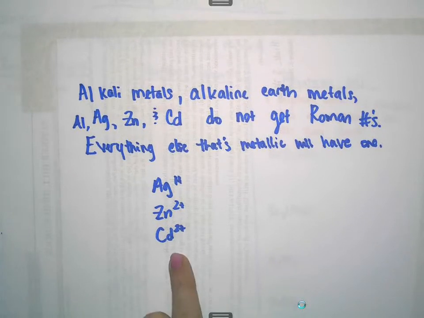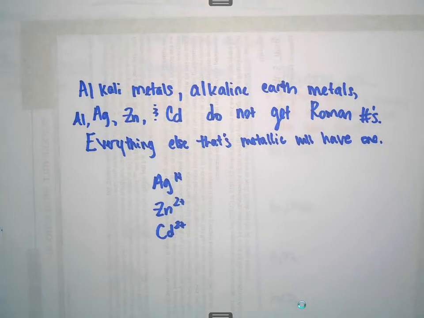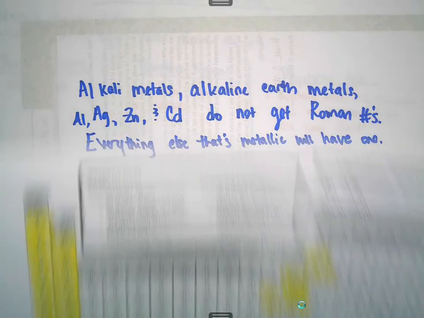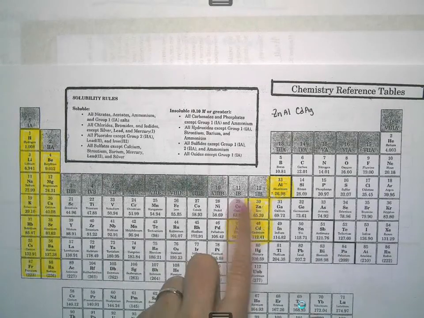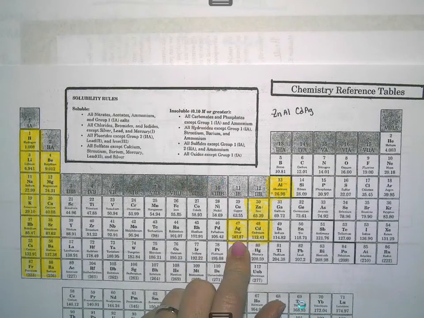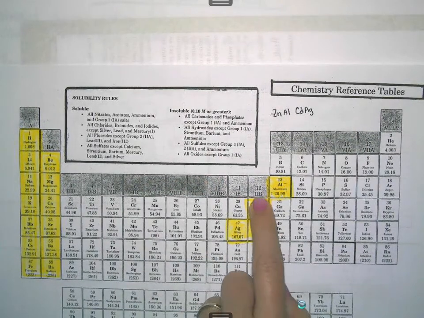It also means that you're going to have to memorize the charges of silver, zinc, and cadmium. Silver is always +1, zinc and cadmium are always +2. About the only trick I have to remember that is that this is 1B and 2B. Well, silver's in 1B, it has a charge of 1+. Cadmium and zinc are in 2B, so they have a charge of 2+.